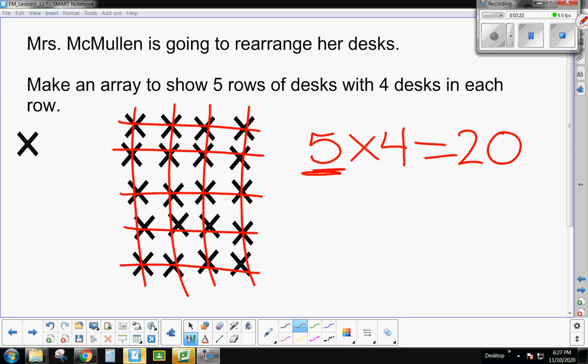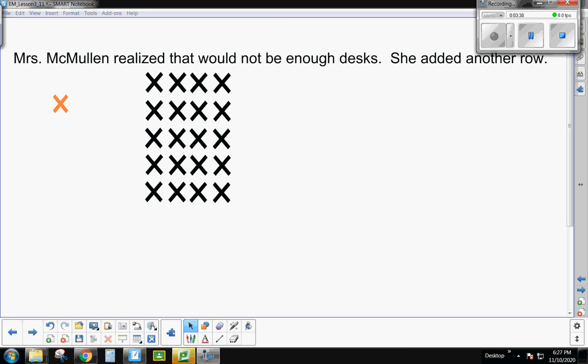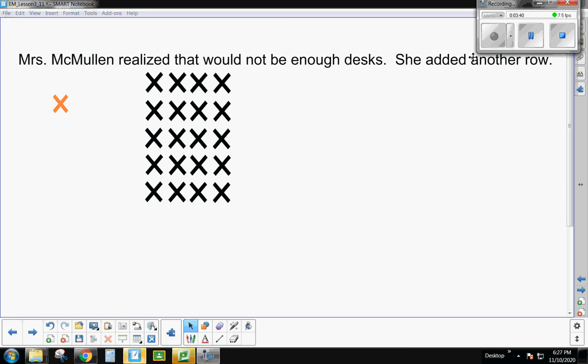Now keep that array on your board or on your paper because Mrs. McMullen realized that that would not be enough desks. So she added another group. Oh, she added another row. So go ahead and add another row onto your picture or onto your array.